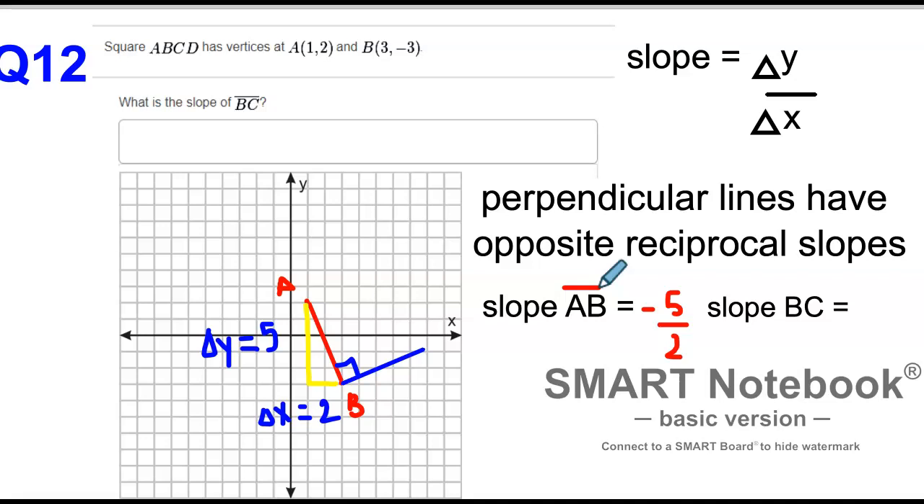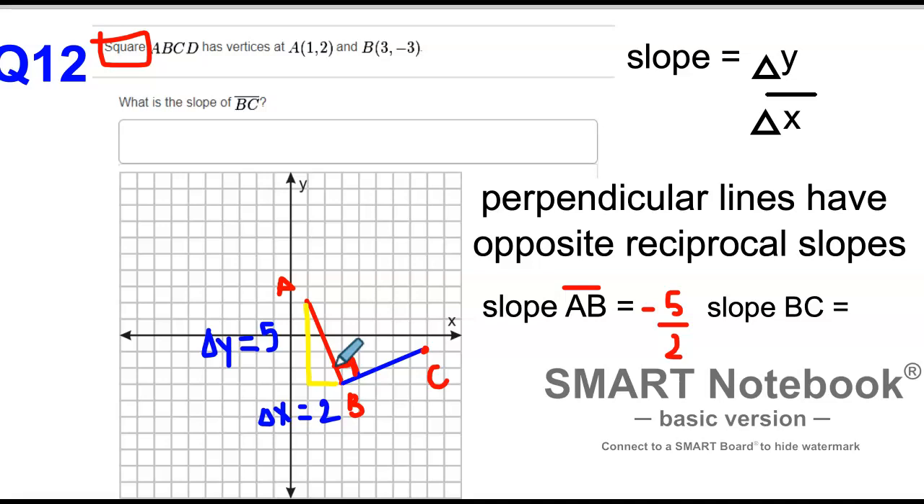Now, we do not know the coordinates of point C, but what we do know is that we're making a square. And in a square, we have 4 right angles. So if I draw in where I think point C would be, if I'm just going to try to make a square here, I know that AB and BC are perpendicular to each other, which means they intersect to form a right angle. We can use the fact that these two segments are perpendicular to figure out the slope of segment BC, because we know that perpendicular lines have slopes that are opposite reciprocals.